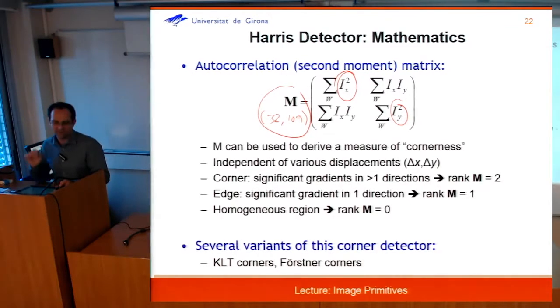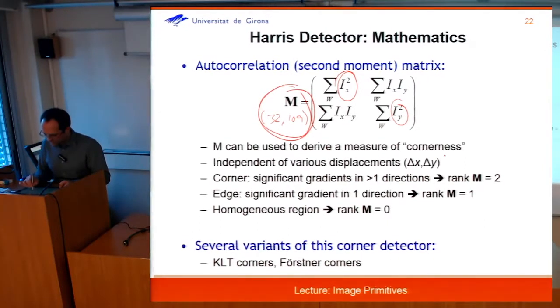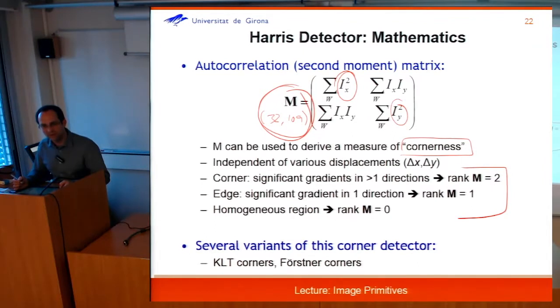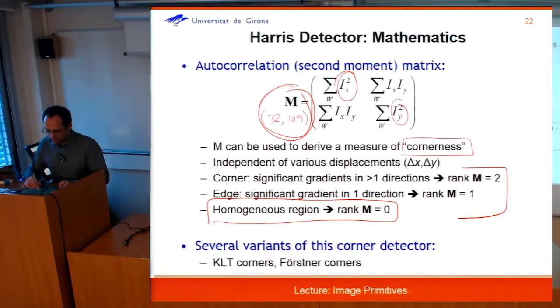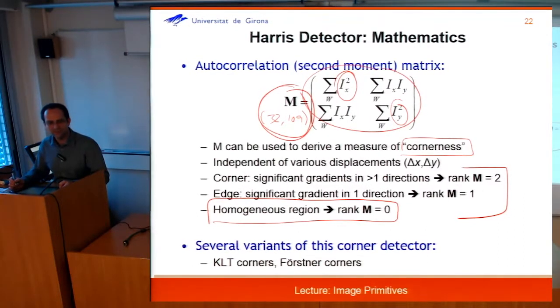Sorry, I take it back. I'll talk about eigenanalysis later on. But the idea is that M can be used to know if this is a corner or not, independently of the displacement that I apply. And if I'm in a homogeneous region, this M matrix is going to be very boring, and it's not going to be full rank. So it's going to be rank 0. If I'm in an edge, it's going to be rank 1. And if I'm in a corner, it's going to be rank 2.